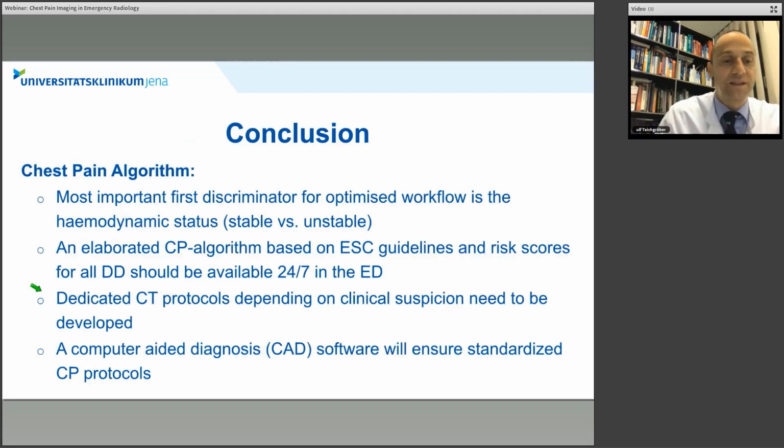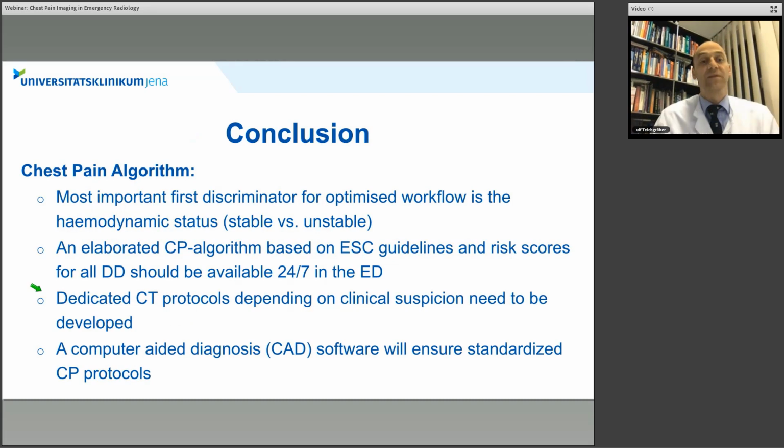So let me just conclude. The chest pain algorithm: the most important first discriminator for optimizing your workflow is the hemodynamic status of the patient. So the decision if the patient is stable or unstable is probably the first decision you have to make.